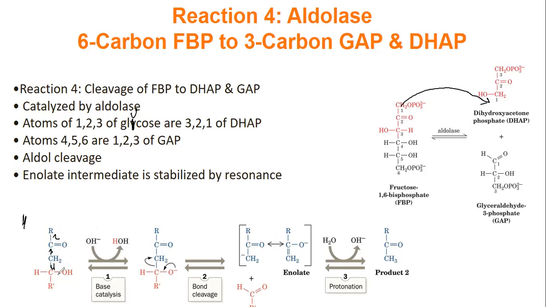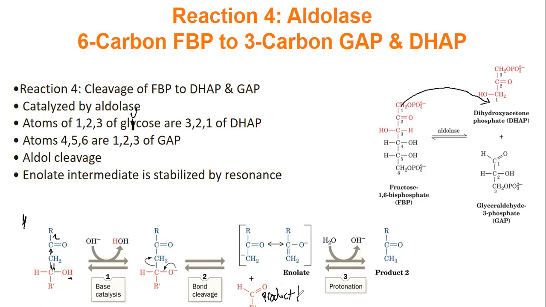So the first thing that happens is base catalysis, where we take the hydrogen from the carbon 4 hydroxyl group. That will create a negative oxygen, which will form a double bond with the carbon. And the carbon will split. Carbon 4 will break from carbon 3. So this is product 1 down here.